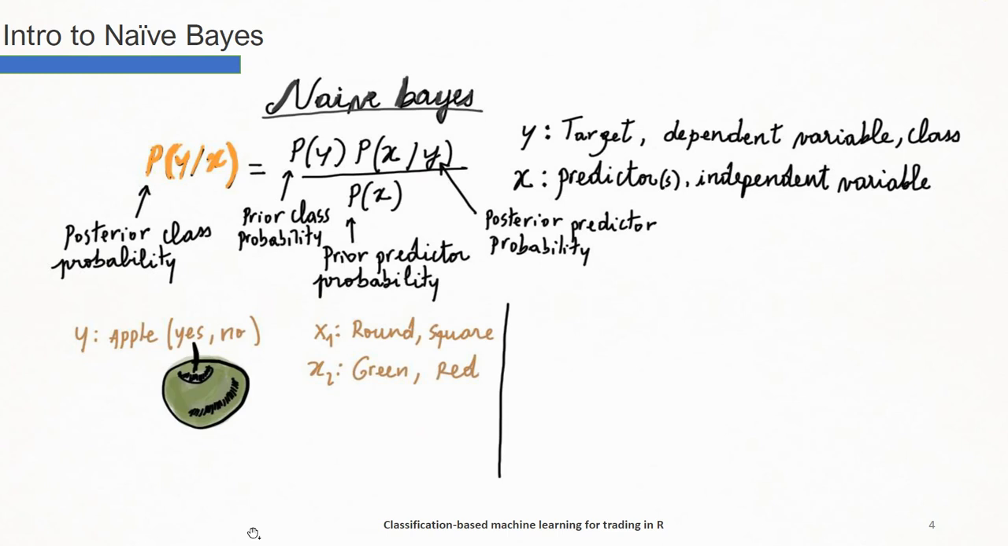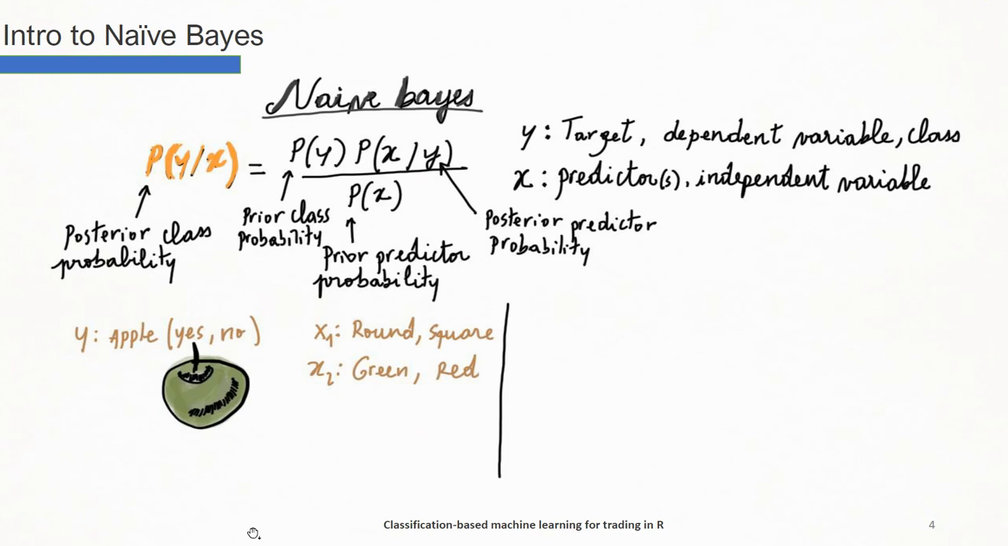The probability of x would be the probability that the fruit is round and green, also the probability that the fruit is square and green, round and red, square and red. You see? And the probability of x given y would be, given that we know that it is an apple, what is the probability that it's round and green, or round and red? You see the train of thought. Right? So the Naïve Bayes algorithm implements this calculation automatically in R.